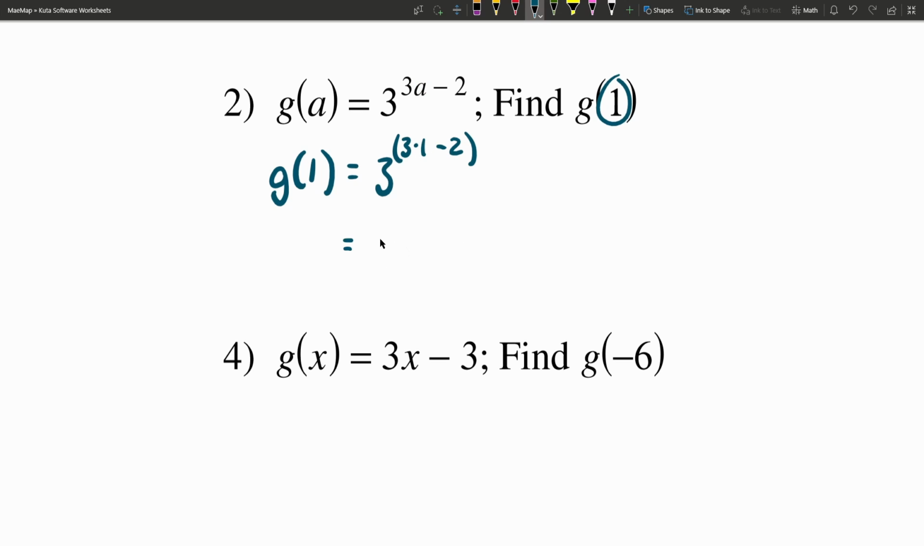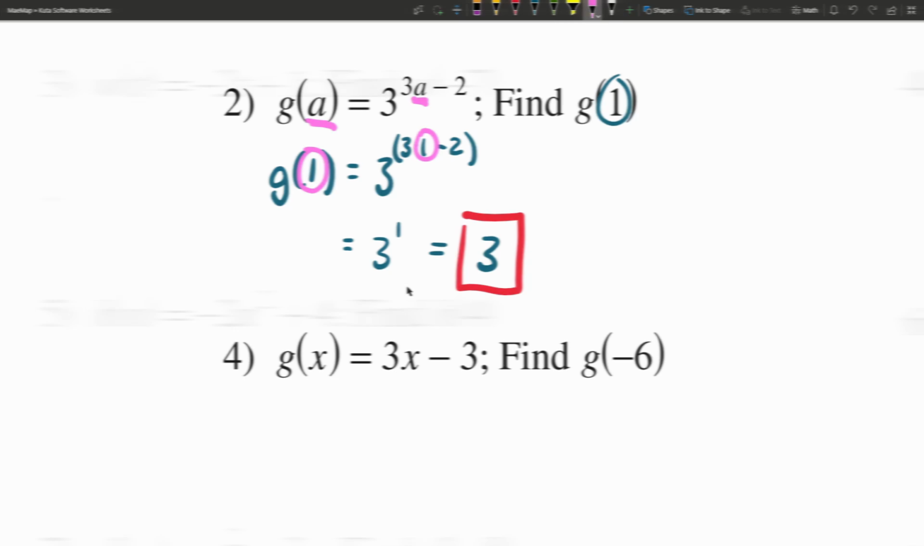This is going to be evaluated to 3 to the, 3 times 1 is 3, minus 2 is 1. 3 to the first is equal to 3. So 3 is our solution in number 2. Again, for this function, we're just taking this value of 1 and plugging it in for a. Let's move on to number 3.